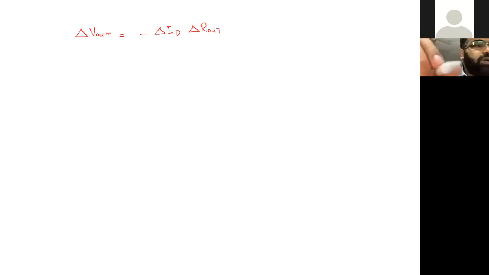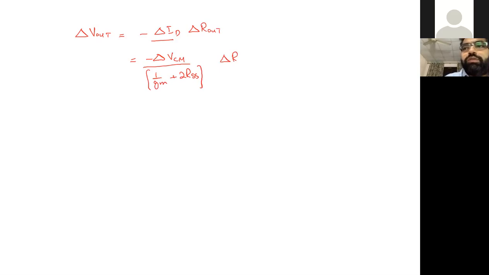As we are comfortable, you can do that. So we can replace this delta ID with the previously calculated delta VCM value. So delta VCM divided by 1 over GM plus 2 RSS, times delta R out. Right? So we can just do some simple manipulation of this relation. We are concerned with this thing.